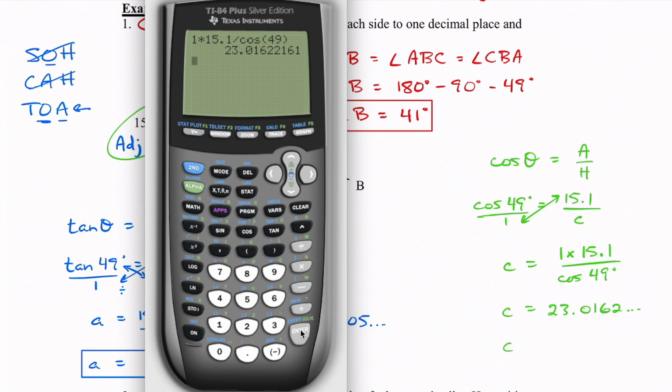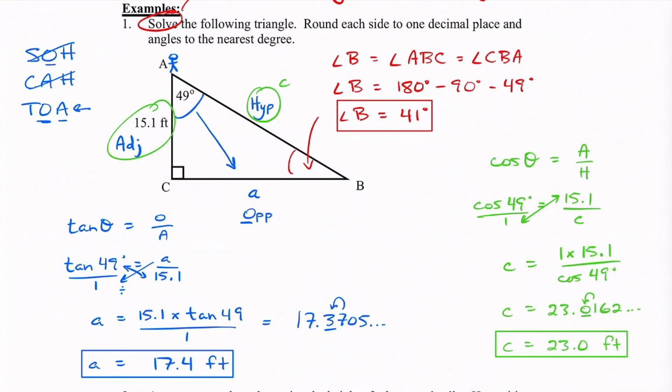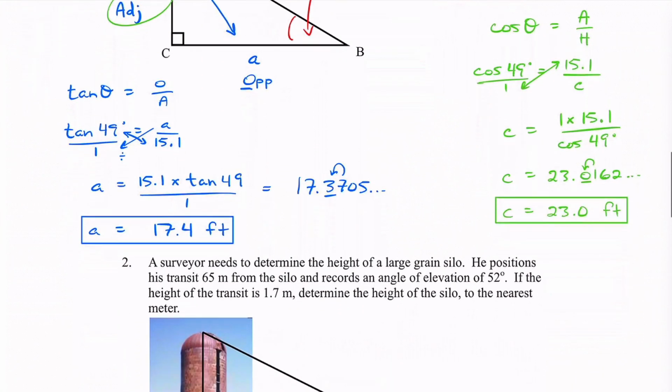Okay, and then our sides we need to round to 1 decimal, so just that one. The 1 is not going to round up to 0 though, so we just get 23.0, and then our units again were feet. Okay, so we're all finished with that one. We can move on to number 2.